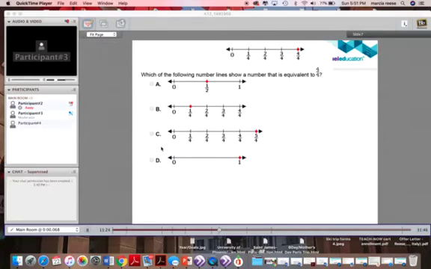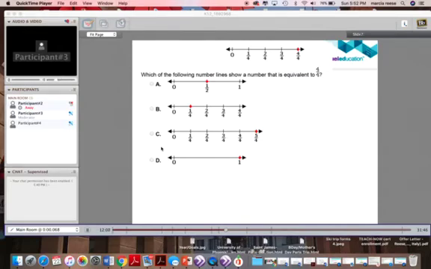Okay, on this next slide, it is asking us which of the following number lines show a number that is equivalent to 4 out of 4. Do you understand what equivalent means? Yes. Okay, it means what? Equal to? Very good. So we already know 4/4 is equal to what? 1. 1 whole. So now we have to find the number line between A, B, C, and D that is equivalent to 4/4.